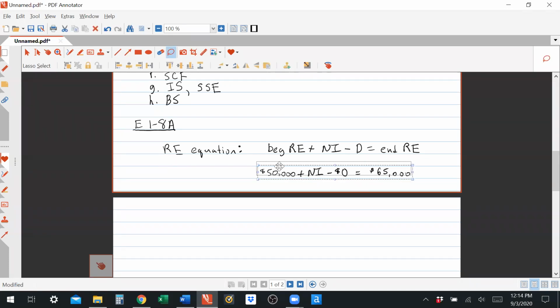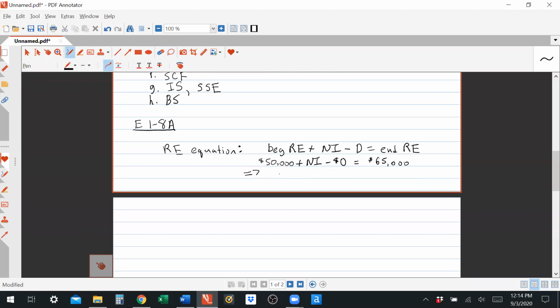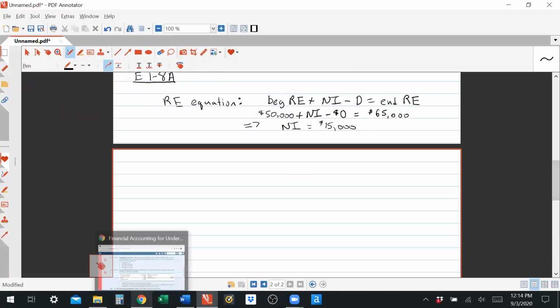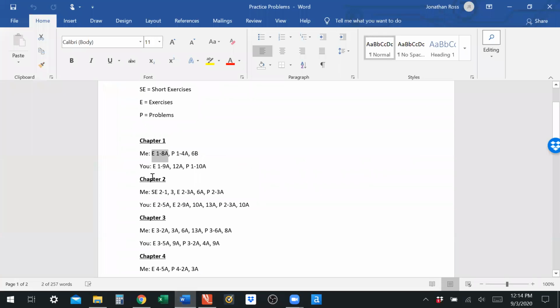Let's move this up a line. So that implies that anytime I write this, all that means is the above line implies. So you'll see me write that a lot. The above line implies that if you solve for net income, you get 65,000 plus 0 minus 50,000, or 15,000. You guys did that really quickly in your head, which is good. Let's do problem 1-4A. This one will be longer.